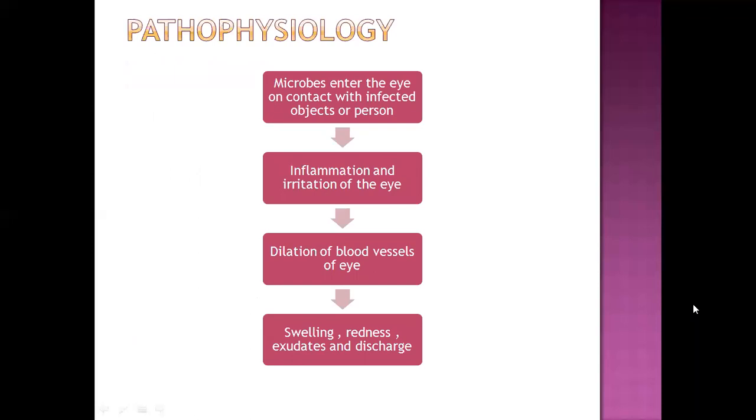Pathophysiology of conjunctivitis. First of all, microbes enter the eye when the body comes in contact with an infected object or infected person. After that, there is inflammation and irritation of the eye. Inflammation is because of growth and multiplication of the microorganism. Irritation is because that particle causes an itchy kind of feeling in the eye. After that, there is dilation of blood vessels of the eye. Blood vessels become relaxed, and as a consequence there can be swelling, redness, exudates, and discharge.